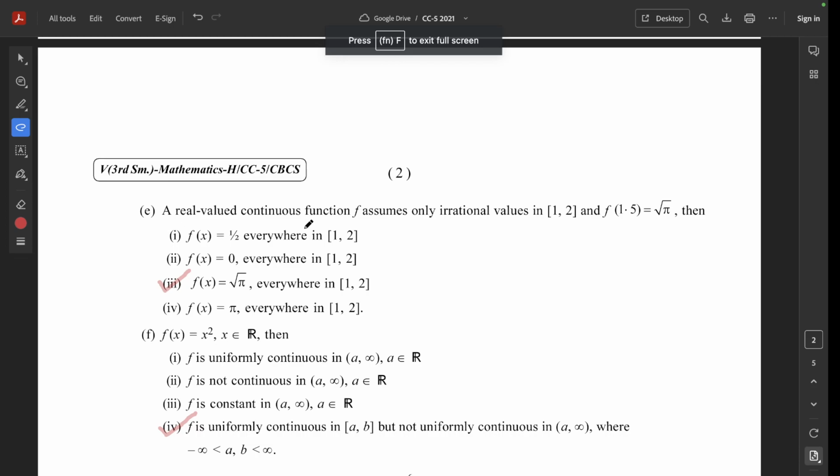Question E. A real valued continuous function f assumes only irrational values in the closed interval [1, 2], and if f(1.5) equals root pi, then the correct option is 3: f(x) equals root pi everywhere in the closed interval [1, 2].